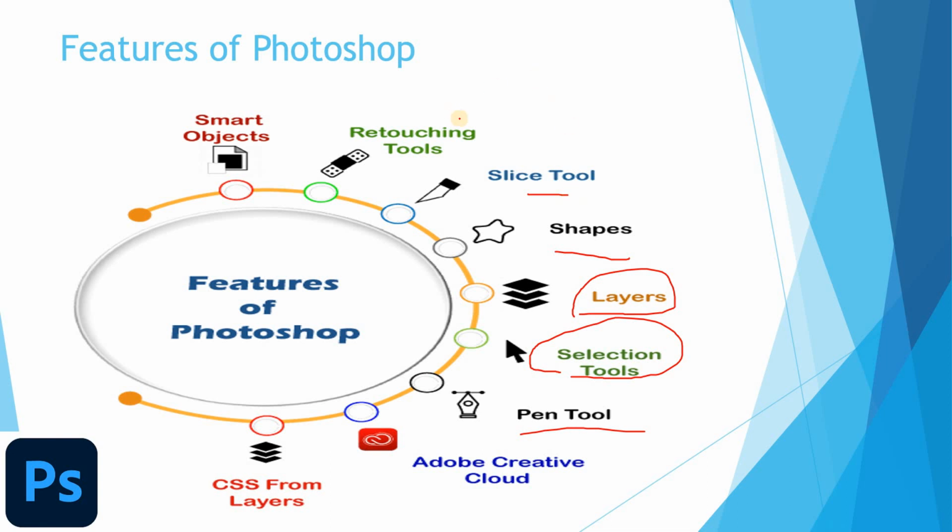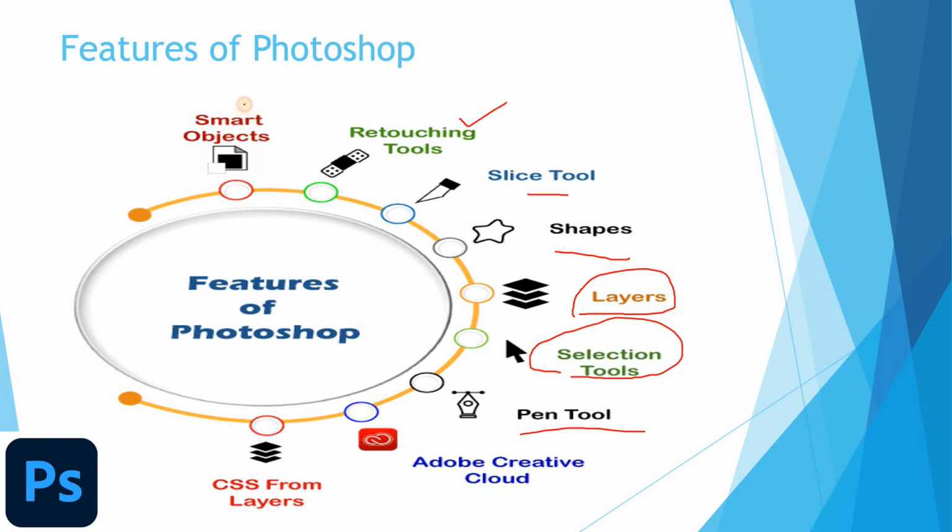Next we have retouching tools. As the name suggests, Photoshop provides several retouching tools to give a new look to the image. If you want to make an image with a new look, then you have to use retouching tools. In this part we have different types of tools like the stamp tool and pattern tool. We will discuss them in further sessions.